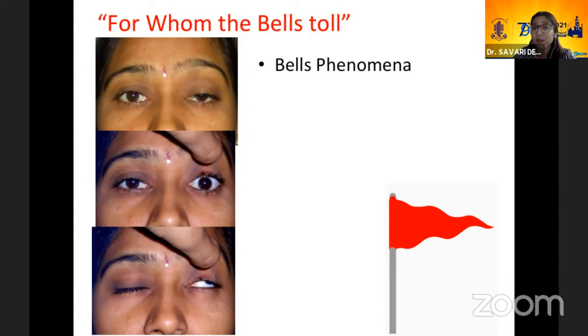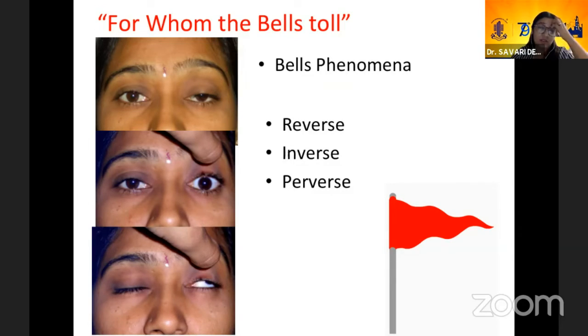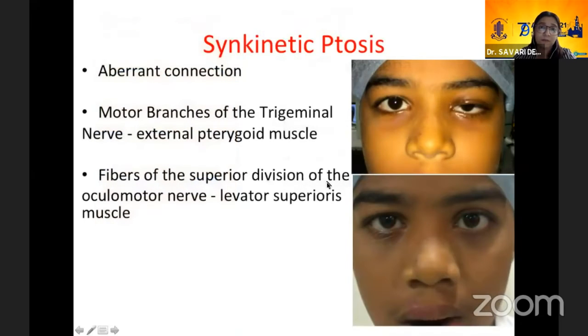But let's think of some other case scenarios that you may see. There is something called a reverse phenomenon, in which it goes downwards and outwards, and an inverse, which is upwards and inverse, and a perverse, where it is in all directions. These are the ones to be really careful about and note, because a Bell's phenomenon which is moderate or poor can still have a good outcome. But in these cases, the cornea can get fired and you could be in trouble.